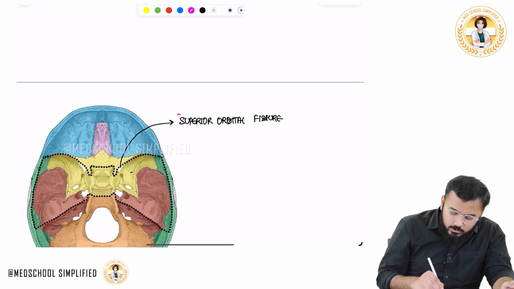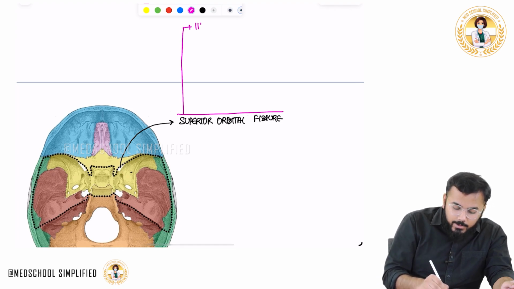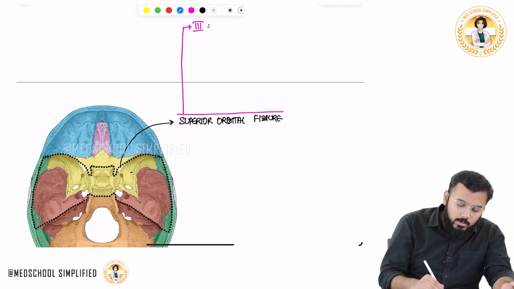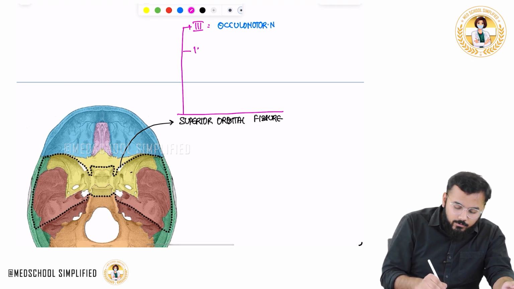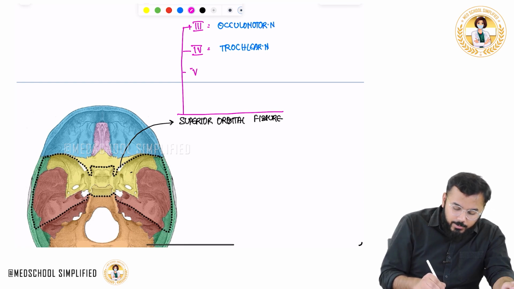So, through this superior orbital fissure, what are the cranial nerves that are coming? Third pair of cranial nerve. What is the third pair of cranial nerve called? Oculomotor nerve. After the third, next we have the fourth pair of cranial nerve, which is called the trochlear nerve.